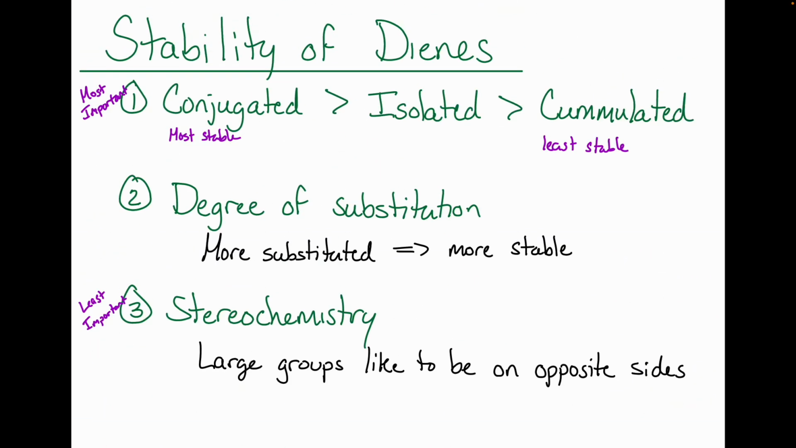But generally speaking, our principle is that our large groups don't like to be next to one another. They like to be on opposite sides of that carbon-carbon double bond. So these are the three factors that are going to influence the stability of our dienes. The classification of those dienes, which one of these three categories it falls into. If two dienes fall into the same category, then we're going to look at the degree of substitution to figure out what's more stable. And if they're tied in those first two, then lastly, we're going to look at the stereochemistry of those alkenes. So let's look at some examples here.